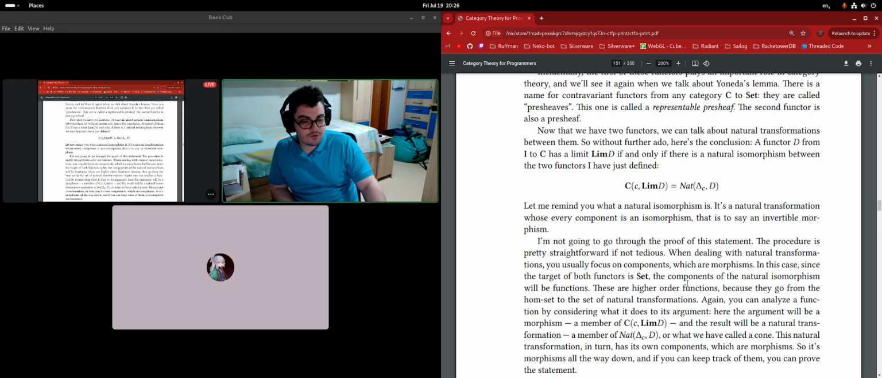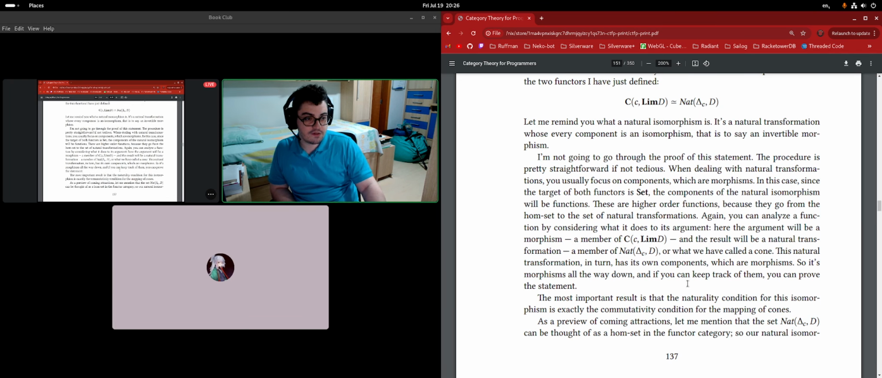When dealing with natural transformations, you usually focus on components, which are morphisms. In this case, since the target of both functors is set, the components of the natural isomorphism will be functions. These are higher order functions because they go from the home set to the set of natural transformations.